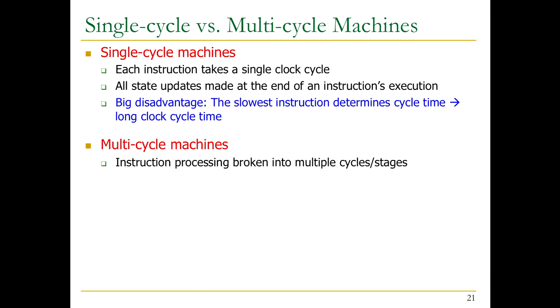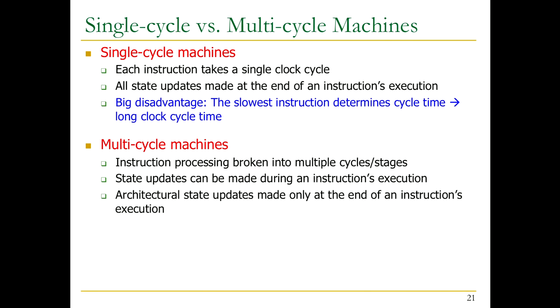Multi-cycle machines, so let's say memory access is 200 milliseconds, add is 200 nanoseconds. Does it make sense to make your clock cycle time 200 milliseconds? I know I'm exaggerating, but that's exactly what we're doing with a single cycle machine. That's why it's contrived. On the other hand, in a multi-cycle machine, instruction processing is broken into multiple cycles or stages. And as I said, state updates can be made during an instruction execution. You don't need to wait until the end of the instruction's execution. And only architectural state updates are made at the end.